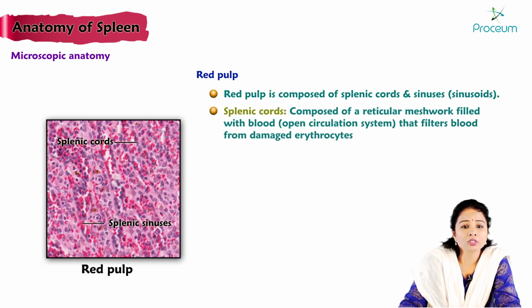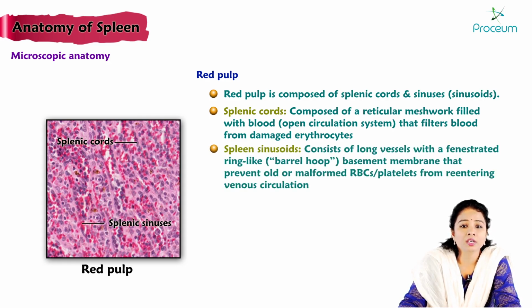So splenic cords are composed of reticular meshwork filled with the blood, which is an open circulation system, and that filters the blood from the damaged erythrocytes. Splenic sinusoids consist of long vessels with a fenestrated ring-like or barrel hoop near the basement membrane that prevent old or malformed RBCs or platelets from re-entering the venous circulation.